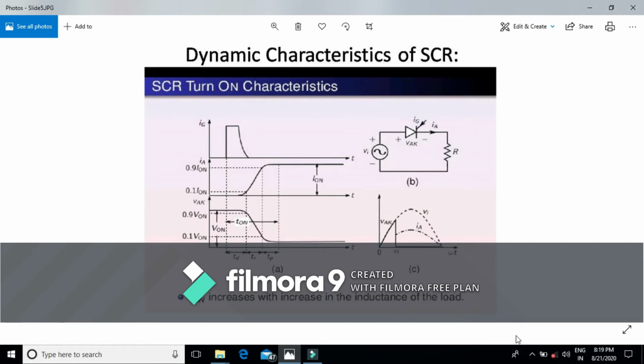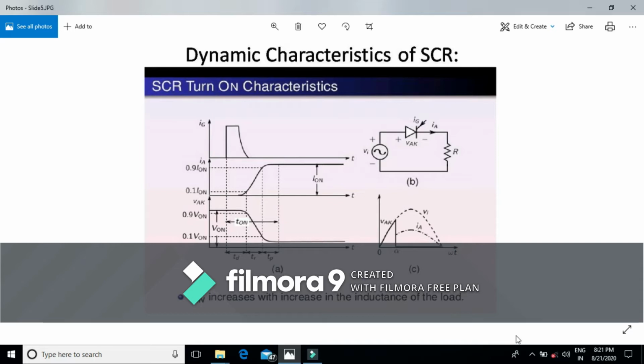The rise time is inversely proportional to the magnitude of gate current. It also depends on the nature of the anode circuit. For example, for a series RL circuit, the rate of rise of anode current is slow. Therefore, rise time is more. And for an RC series circuit, the rate of rise of anode current is high, or we can say that di by dt is high. Therefore, TR, or rise time, will be less.